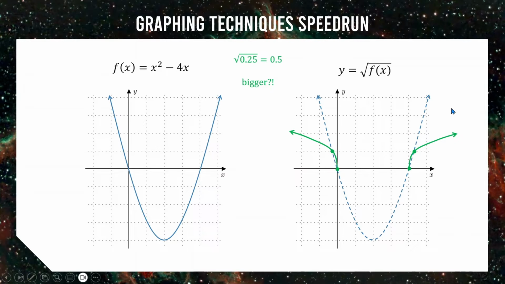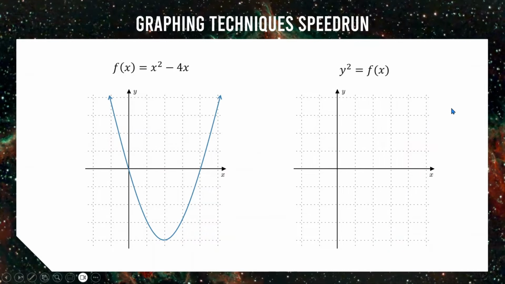Last one to consider, or maybe second last one, is a very similar idea. It is sketching y squared is equal to f of x. Now this is similar to before because I can take this equation and I can just do the square root of both sides. The left-hand side, the square root will just give us y, and the right-hand side will give us the square root of f of x. But you just got to remember to do your plus minus.